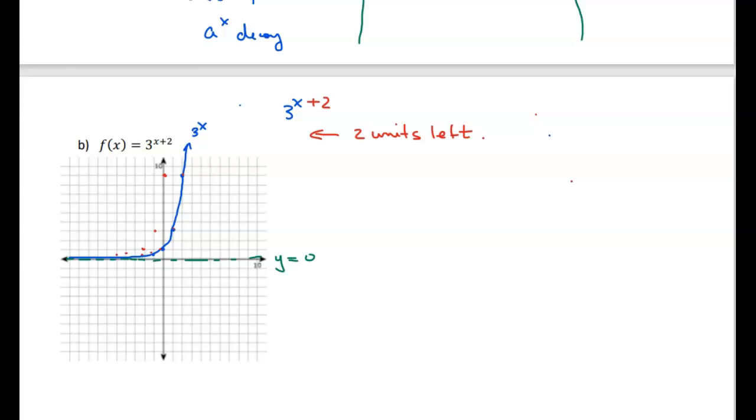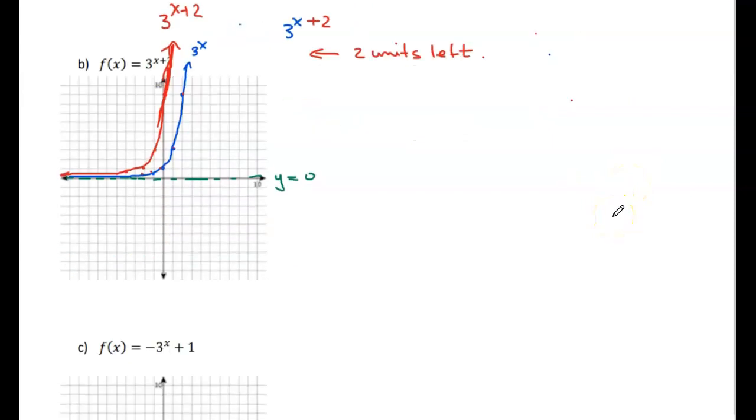Okay. So our function is going to look like this. Still with the same horizontal asymptote. So this is 3 to the x plus 2. All right, that's it. So that's the procedure for drawing exponential functions. Remember what the parent function looks like and then shift it, stretch it, so on. All right, let's look at this one.